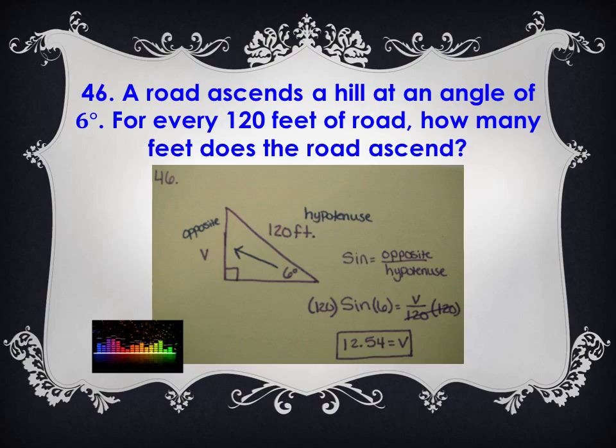So we're given the opposite side and the hypotenuse of a triangle. The trig function that uses opposite and hypotenuse is sine. So we take sine of our angle, which is 6, equal to the opposite side, which is what we're looking for, which is V, over our hypotenuse, which is 120. Then we solve for V by multiplying both sides of our equation by 120.